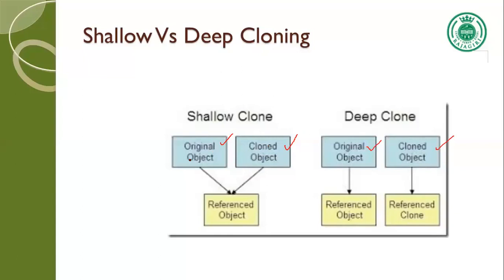In shallow cloning, both of them will point to the same referenced object. That is what is meant by shallow cloning. In deep cloning, they will not point to the same referenced object. One will point to the referenced object and the other will point to the referenced clone. Now, we need to learn only about shallow cloning. We will see that with the help of an example.